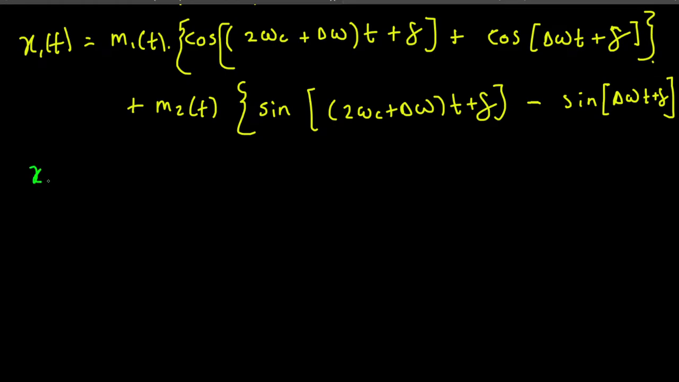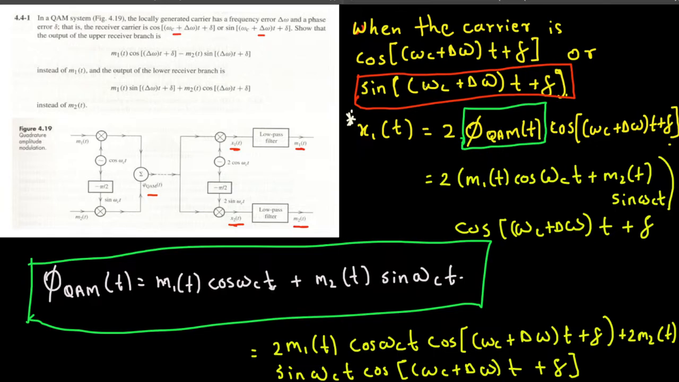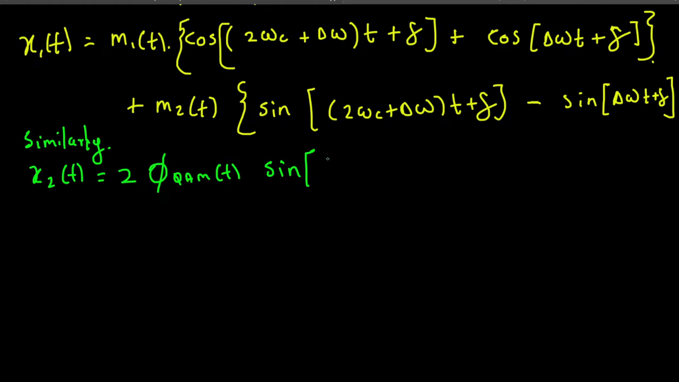So if we express this one, I'm going to use a different color for this. So x2 of t, we can mention similarly, x2 of t is 2 m of t, and then multiplied by sine, and it comes with the error expression like omega c plus delta omega of t plus delta.